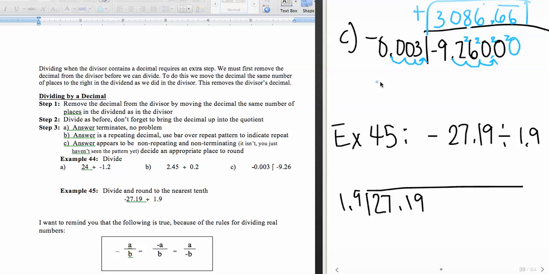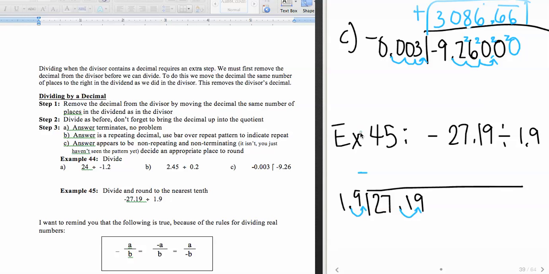Our last example, number 45, we have negative 27.19 divided by 1.9. So I've taken this and put it down here. And then we're going to move the decimal one place here and one place here. And a negative divided by a positive is going to give us a negative, so we put that up there.